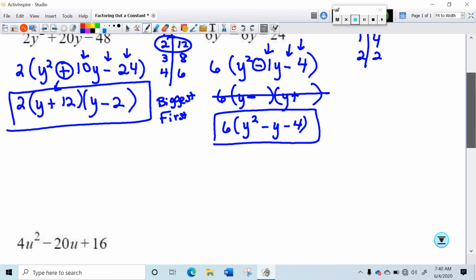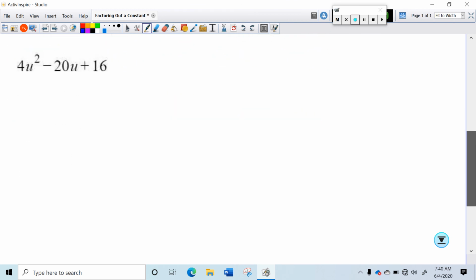So sometimes you can't go and make 2 sets of parentheses. It won't work. Okay, I'm going to divide everything by 4. So a 4 and 2 u's. I took 4 out, so that's 2 u's, a minus sign. 20 divided by 4 is 5. And I have a u, a plus sign. 16 divided by 4 is 4.